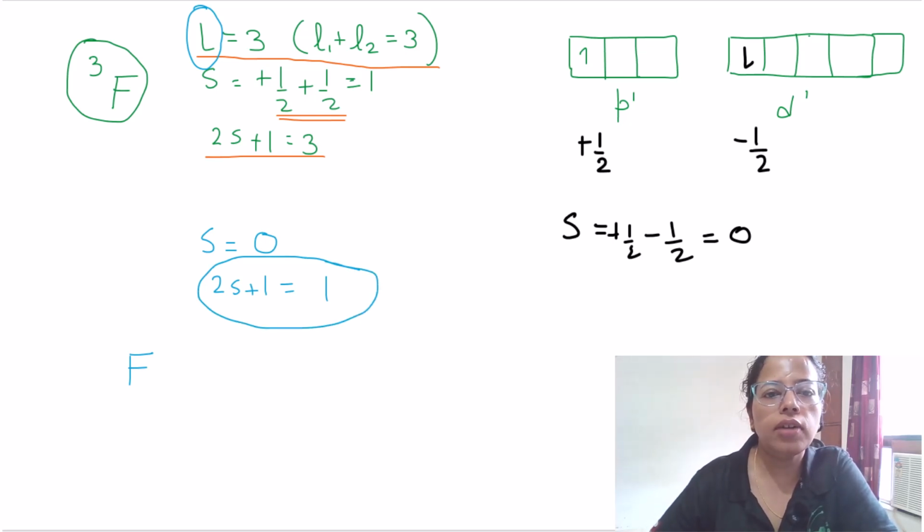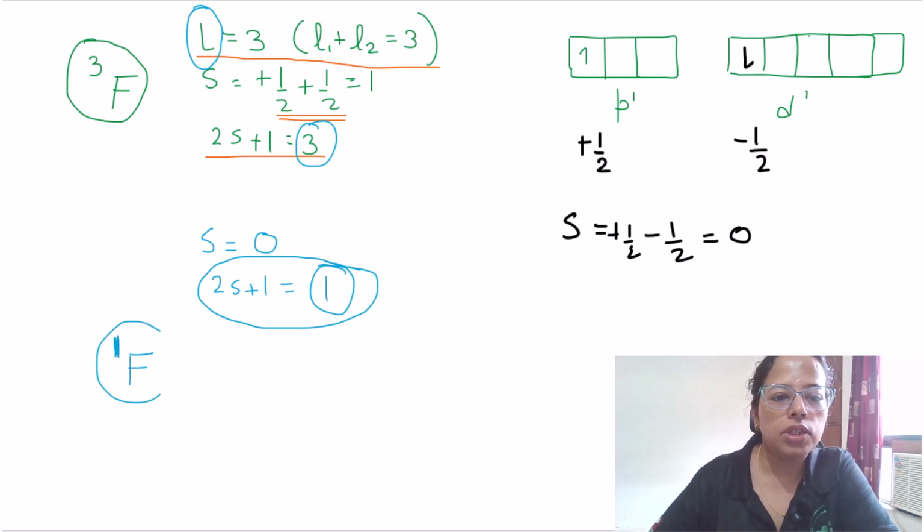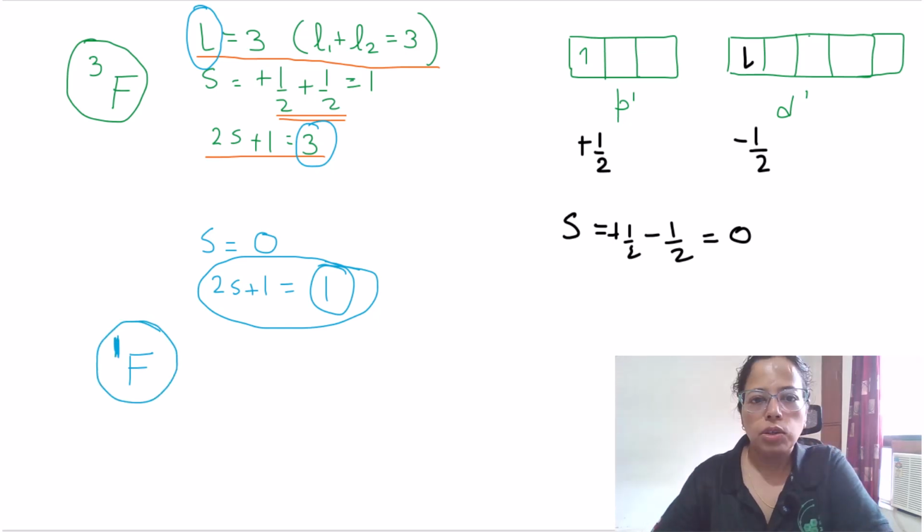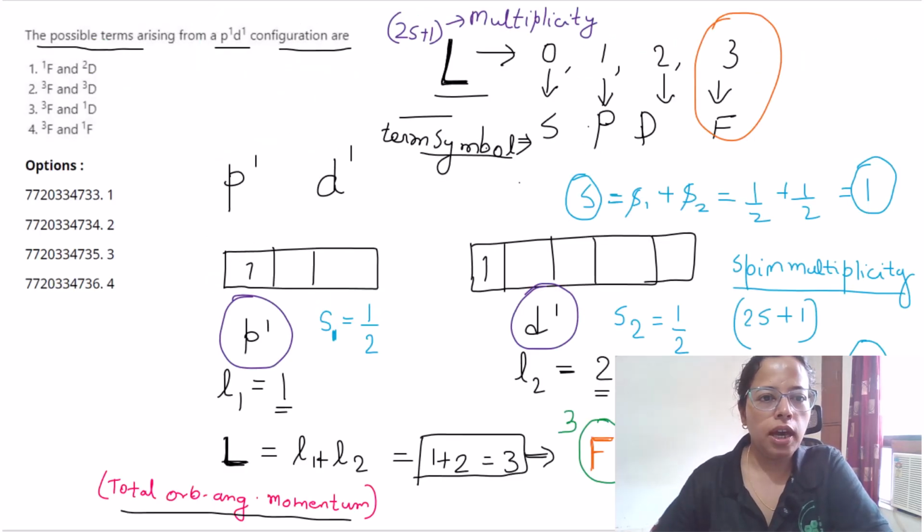And from there, the multiplicity can change to 1 instead of 3. So plus half, plus half gave us the multiplicity of 3, while plus half and minus half will give us the multiplicity of 1. So multiplicity is the superscript, and then we can have the term symbol as 1F. Now let's check the options in the question. So we have, with 3F, 3D, with 3F, 1D, and with 3F, 1F. So 1F is the only possibility which can exist for the P1D1 configuration.